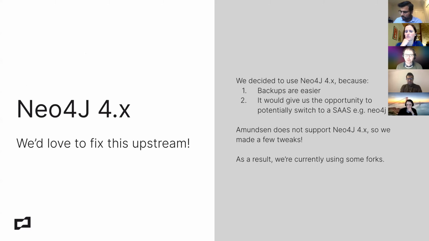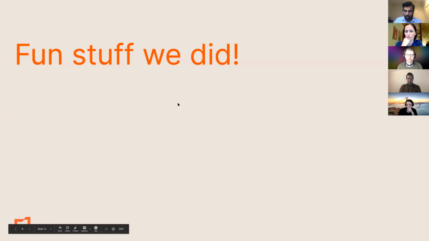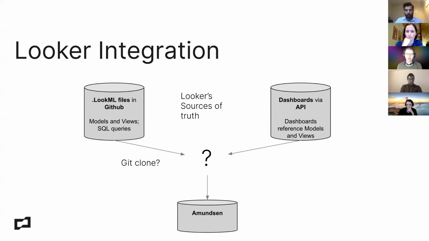What we actually found is that Amundsen is very close to supporting Neo4j 4, and we only had to make a few tiny tweaks. We're currently sitting on a fork with these tweaks, but we're really hoping to contribute this back upstream pretty soon. And now I'm going to talk about the fun stuff that we did to make Amundsen our own at Brex. And so I'll start with the Looker integration.